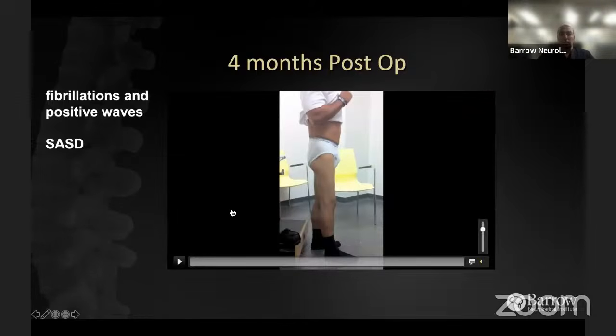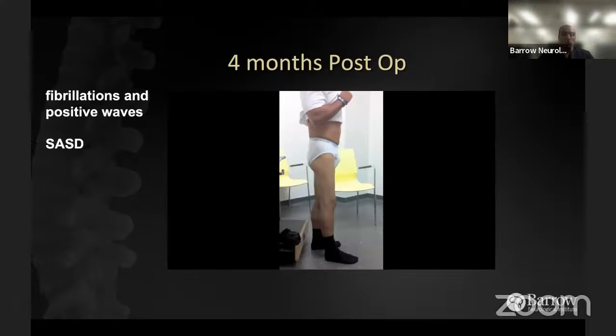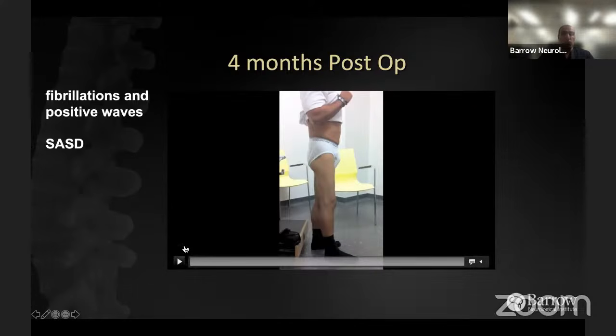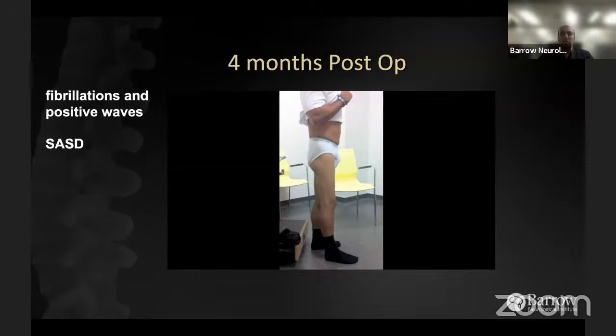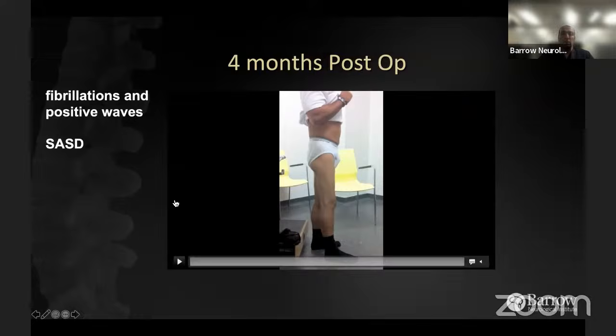So this is at 4 months post-op. This is the same time that the patient was seen here. EMG at this time is showing fibrillations and positive sharp waves. And as I mentioned earlier, these are signs of axonotmesis.